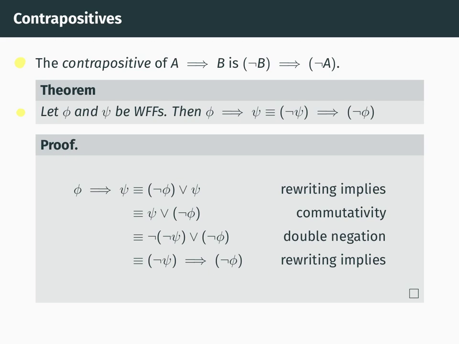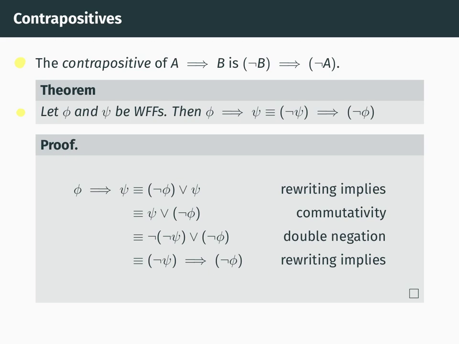So if you want to prove this logical equivalence, well, you can do it the same way that we've done all of our previous logical equivalences, by taking an arbitrary truth assignment, noting that it either gives the value true or false to phi and it either gives the value true or false to psi, and checking that in each of those cases it gives the same truth value to phi implies psi as it does to not psi implies not phi.